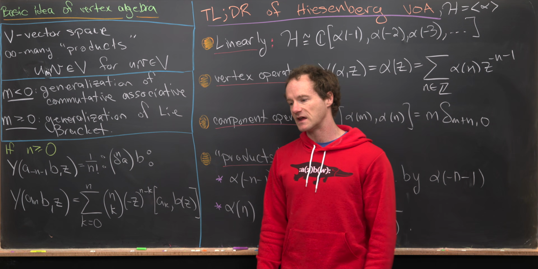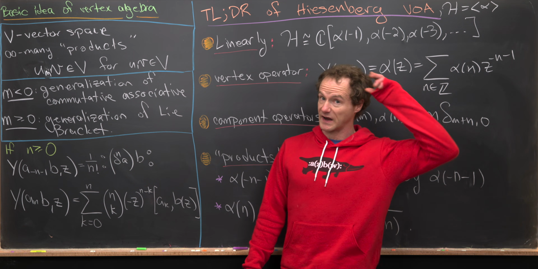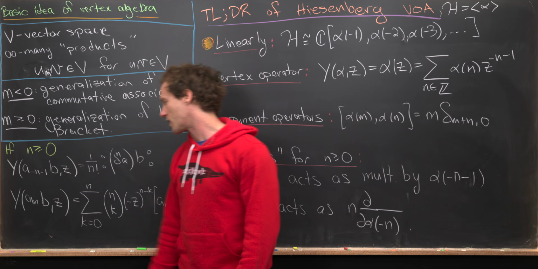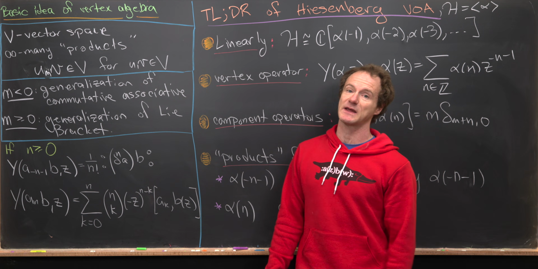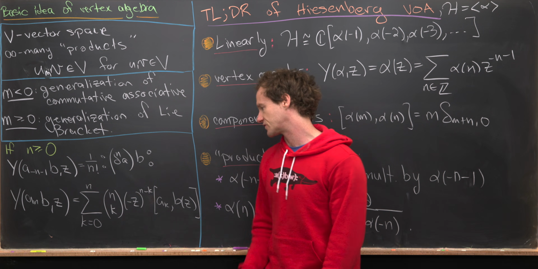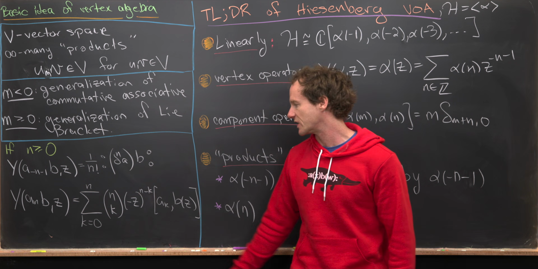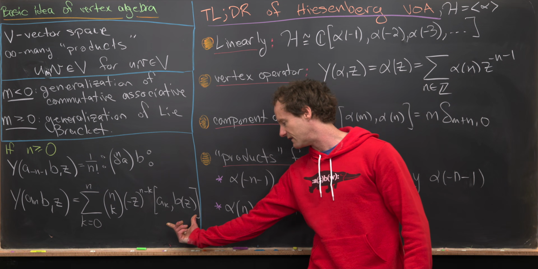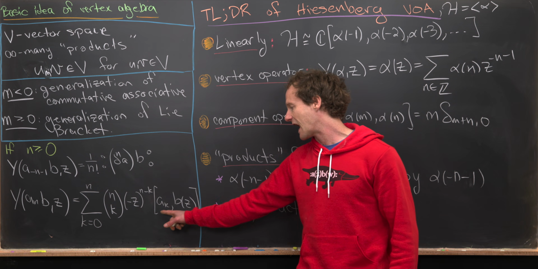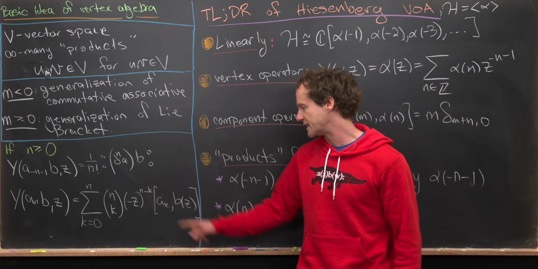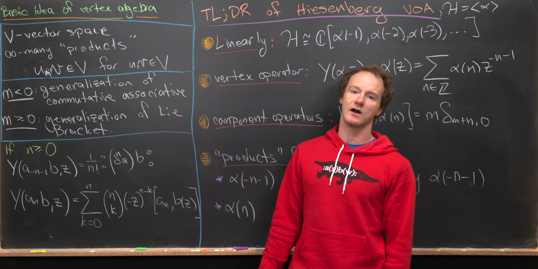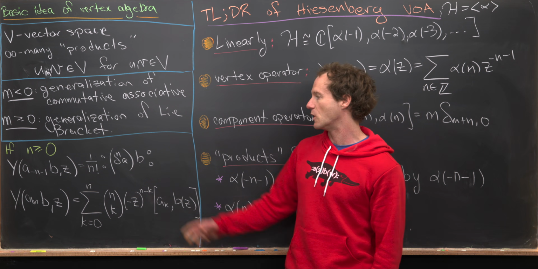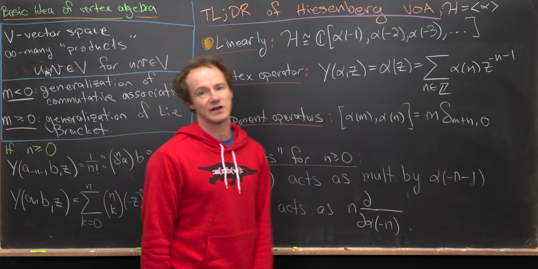So again, we did a whole video on the normally ordered product. I'll let you guys check that out if you need to. And then if you take a non-negative product of a sub n with b and then expand its vertex operator, you get this object right here. So it's going to be the sum as k goes from 0 to n, this binomial coefficient n choose k, minus z to the n minus k, and then this commutator of the kth mode of a, or the kth multiplication of a, with the whole vertex operator of b. So we did some basic calculations in an arbitrary vertex algebra for both of these types of things in previous videos if you guys want to check that out.